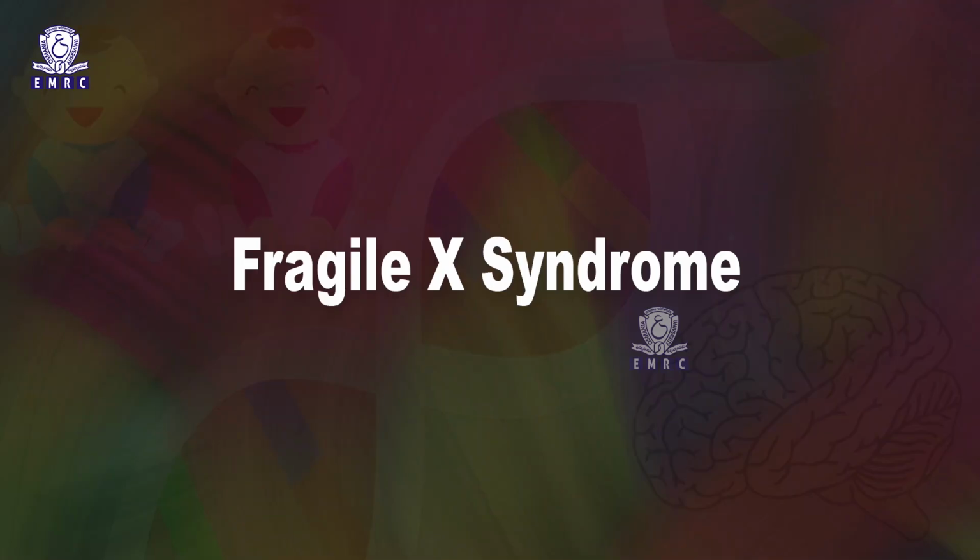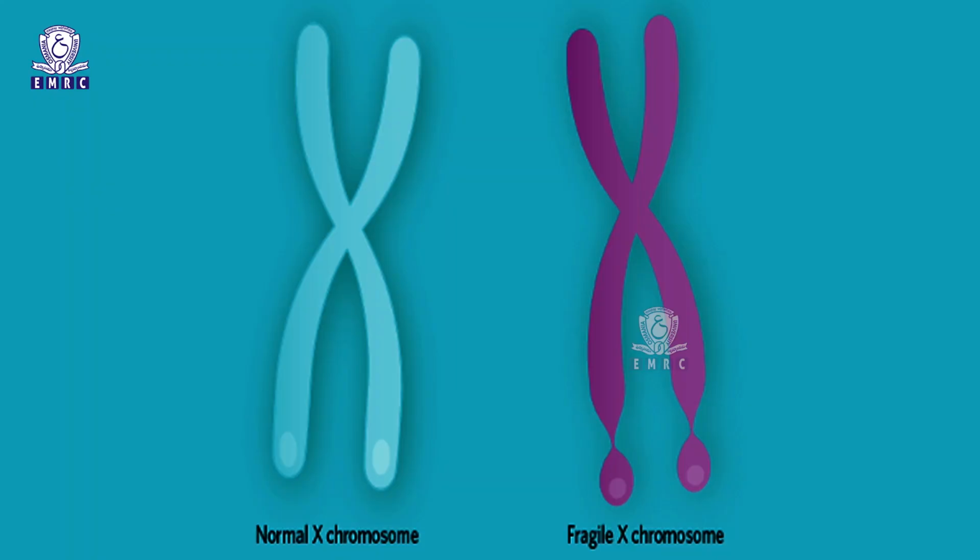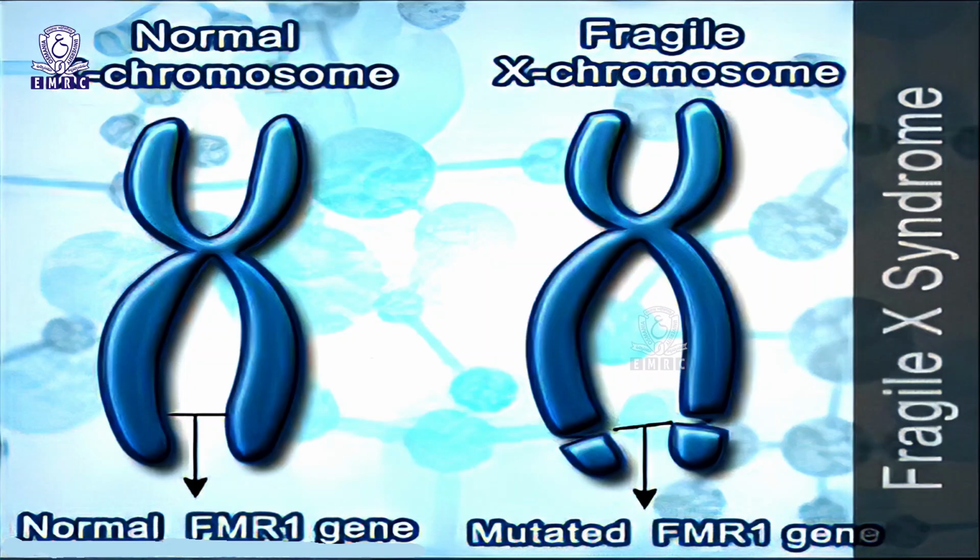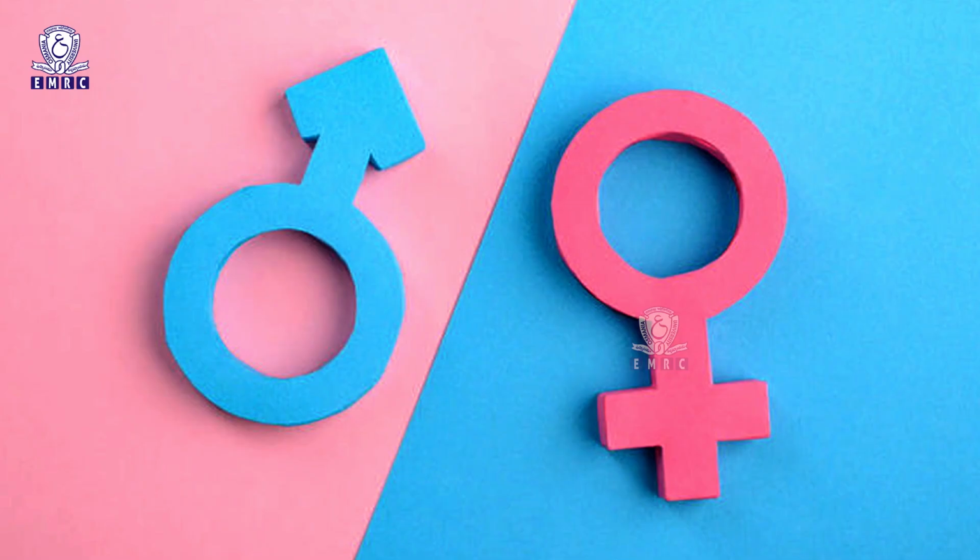Fragile X syndrome. Fragile X syndrome is caused when part of the X chromosome is attached to the other chromosome by such a thin string of molecules that it seems in danger of breaking off. It can affect both males and females, but the impact can vary. Some with fragile X show few if any signs, while others develop mild to severe intellectual disabilities.